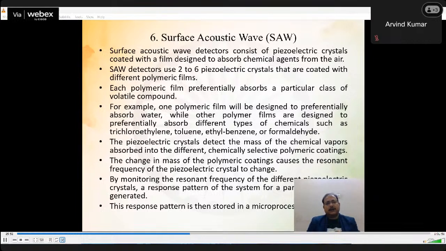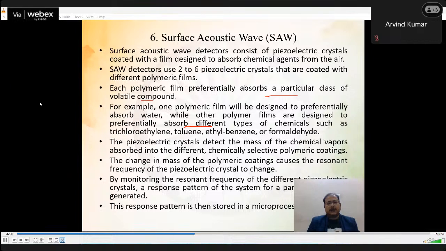Surface acoustic wave detectors consist of piezoelectric crystals coated with a film designed to absorb chemical agents from the air. They use 2 to 6 piezoelectric crystals coated with different polymeric films. Each polymeric film preferentially absorbs a particular class of volatile compound. For example, one polymeric film can be designed to preferentially absorb water, while other polymer films are designed to absorb different types of chemicals such as trichloroethylene, toluene, ethylbenzene, or formaldehyde. So, it depends on the class of film what it is meant for.